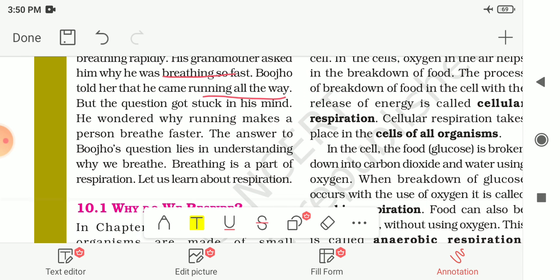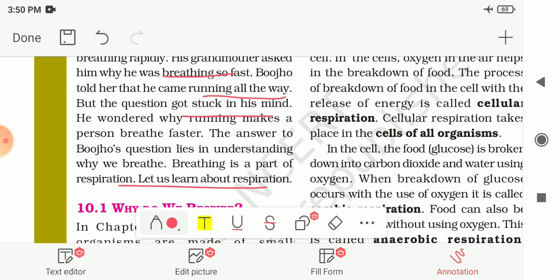Now Bujaha got a question: why does running make a person breathe faster? The answer to Bujaha's question lies in understanding why we breathe. So before answering this question, we first need to know why we breathe. Breathing is a part of respiration. So now let us see what respiration is.